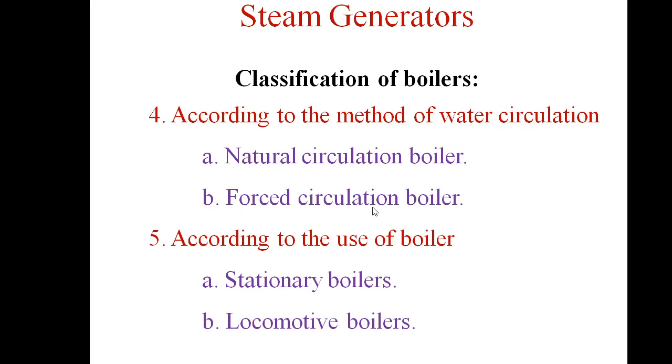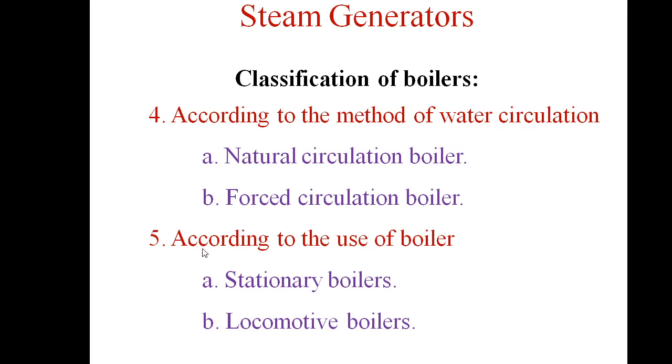Then in case of forced circulation, a pump will be provided which will circulate water through the boiler shell or through the tubes and absorb heat. So here circulation of water is not by the natural phenomenon known as the thermosiphon principle. It does not circulate automatically. It is circulated with the help of a pump. Such kinds of boilers are known as forced circulation boilers.